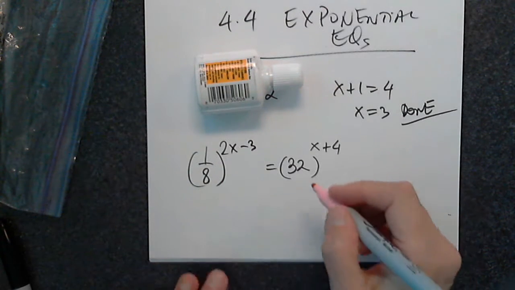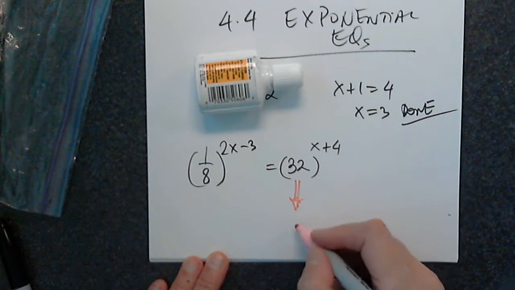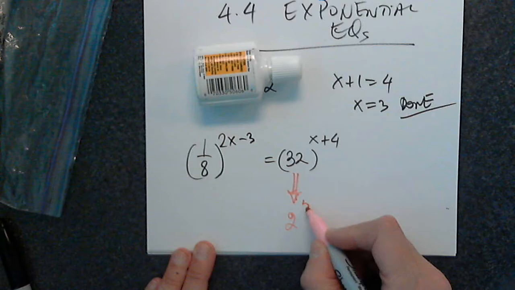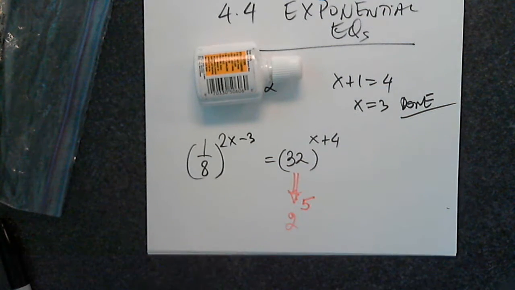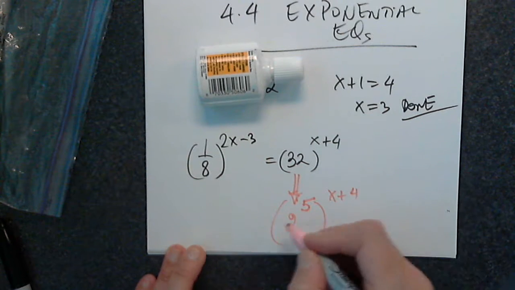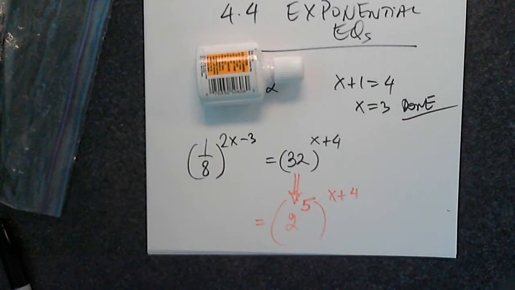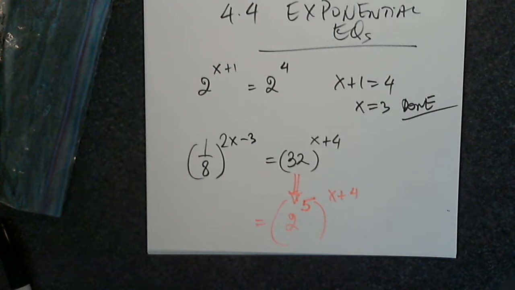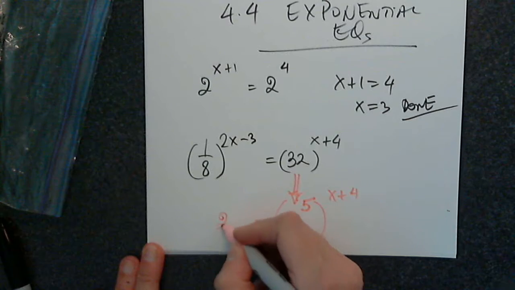Well, I know that 32 can be changed into 2 raised to the 5th power. 2 to the 5th is 32. I put everything in parentheses to x plus 4. But now the question is, can I present the other side with base 2? Yes, 2 to some power.